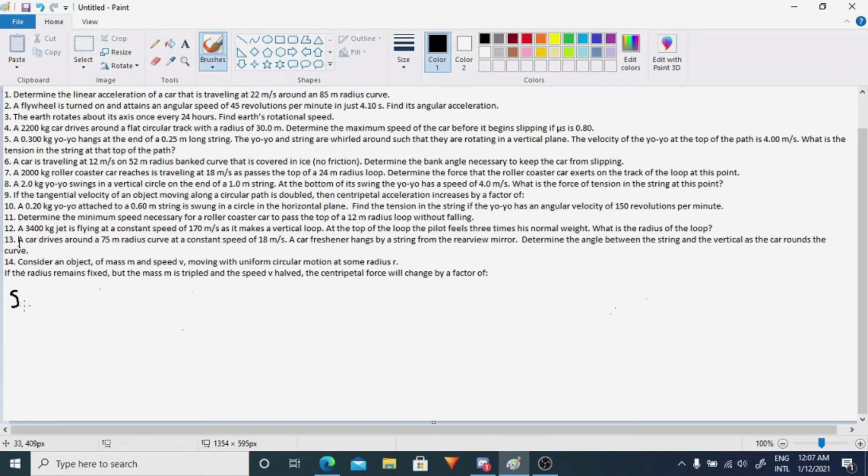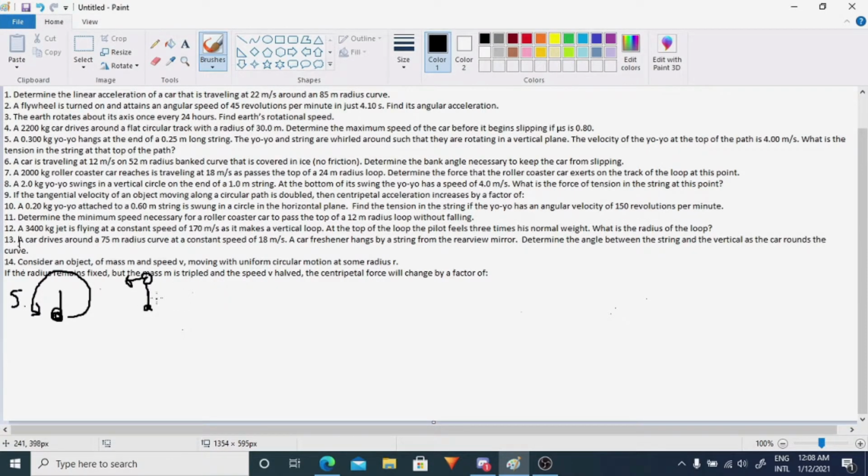A 0.3 kilogram yo-yo hangs at the end of a 25 centimeter long string. The yo-yo and string are rolled around such that they're rotating in a vertical plane. So this is the yo-yo, we'll say, like the string, and it's being hurled around in a circle, and this is vertical. The velocity of the yo-yo at the top is 4 meters per second. What is the tension in the string at the top of the path? When the yo-yo is at the top, the string is at the bottom, holding the yo-yo downwards, and we'll say it's moving in this direction at 4 meters per second at the very top.